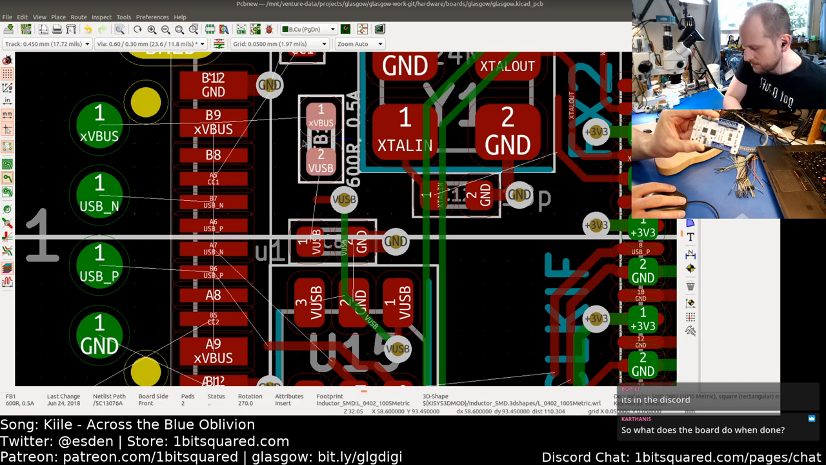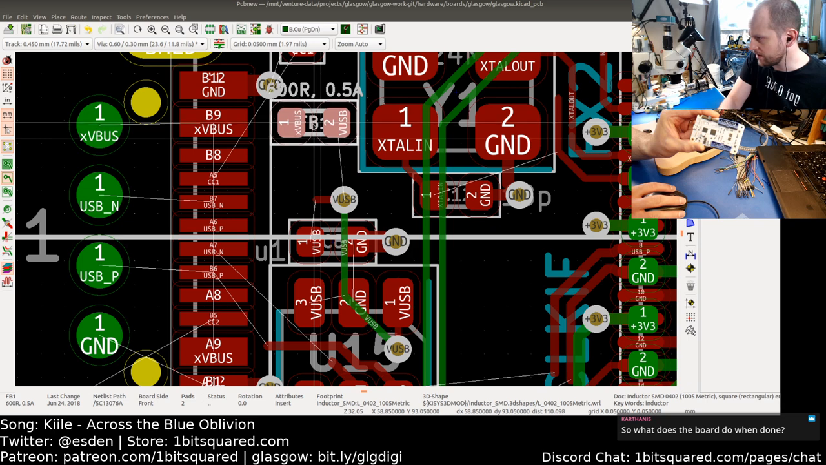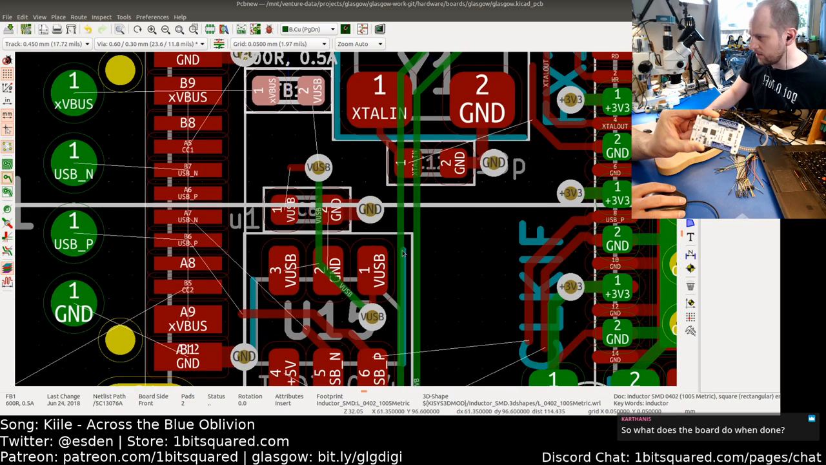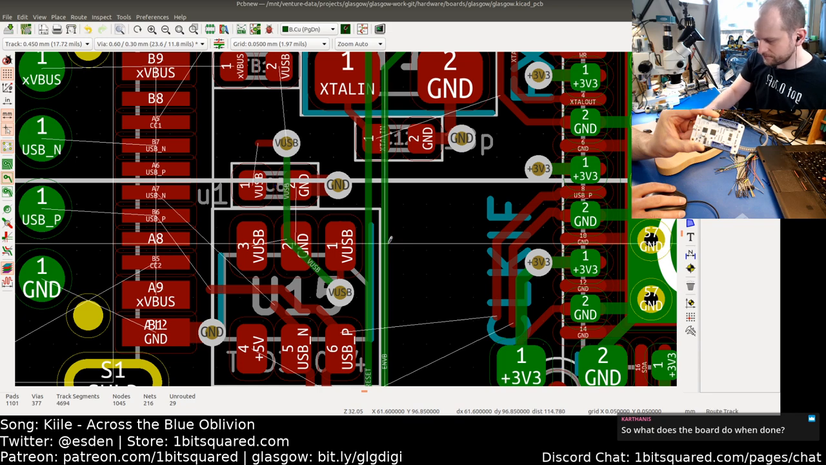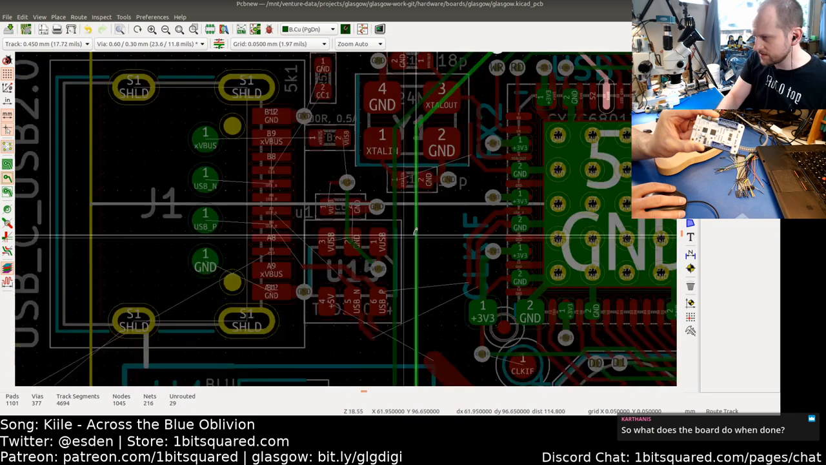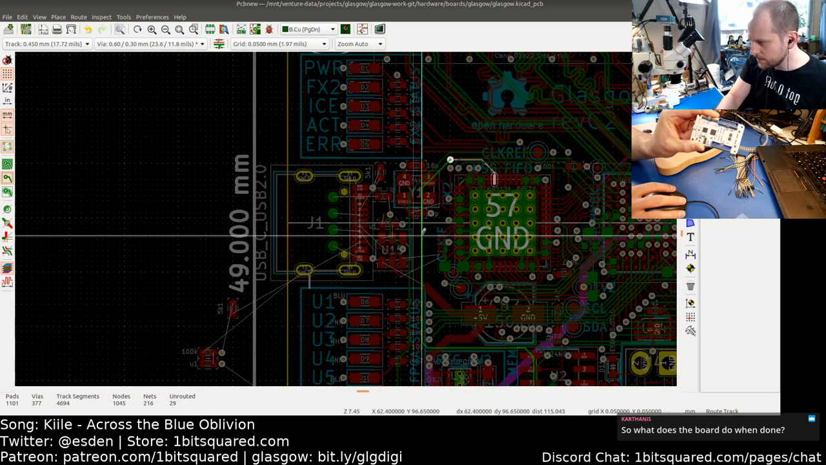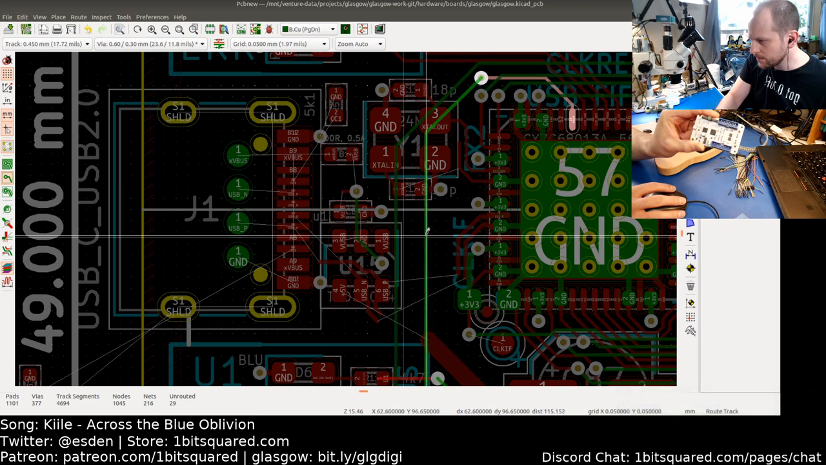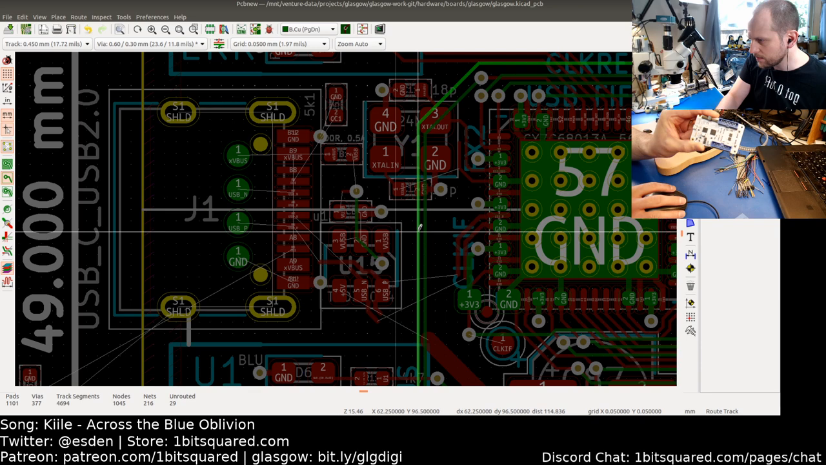So probably we'll do this on the inner layer at the end. That is a way of doing this, I think. So basically go like this, then move all this stuff to the right. Let's move these. Let's make more space. There we go.